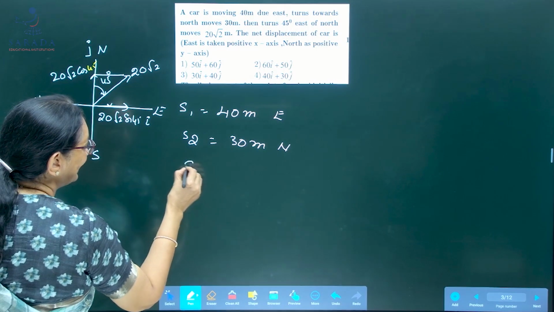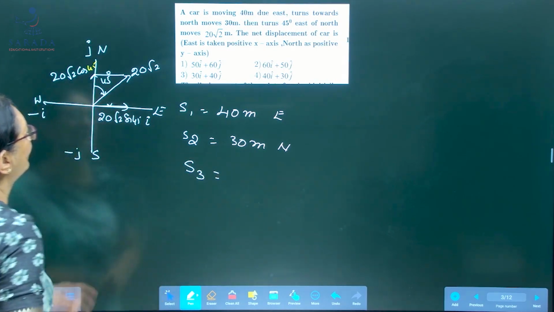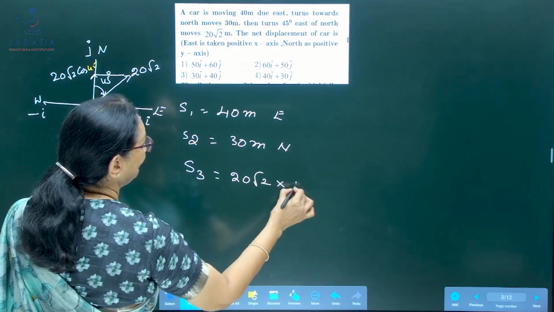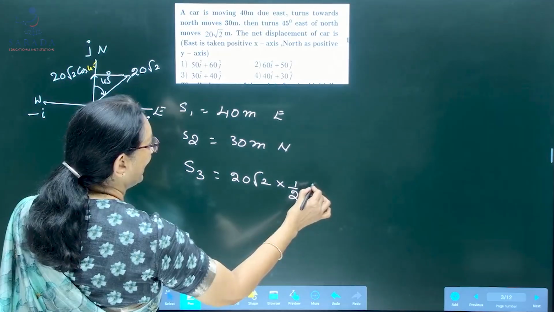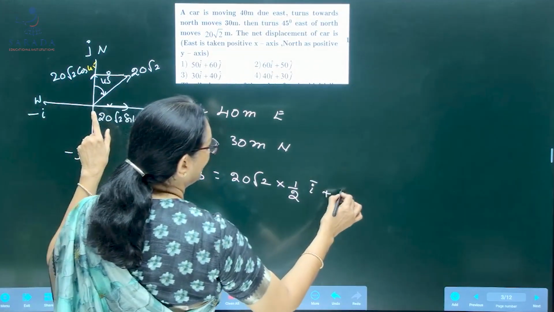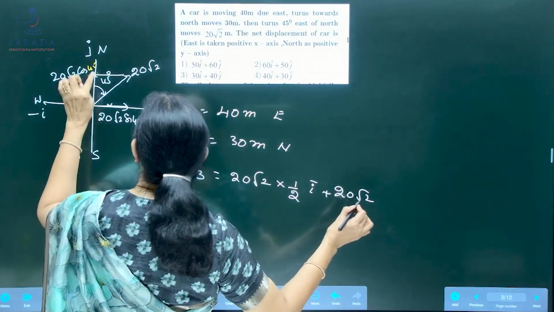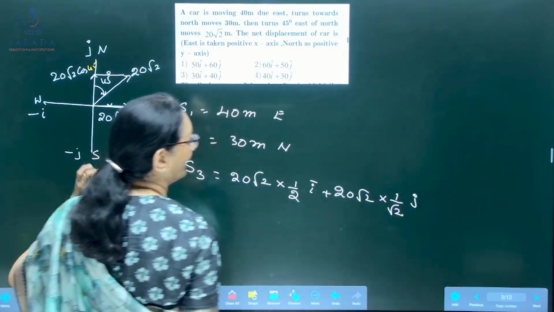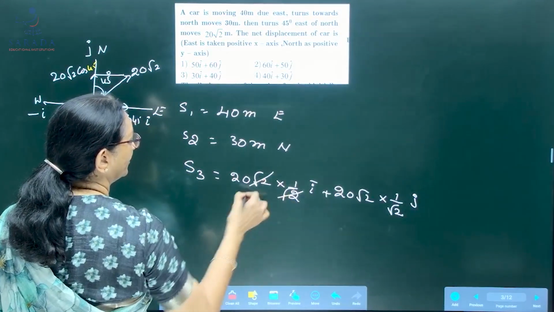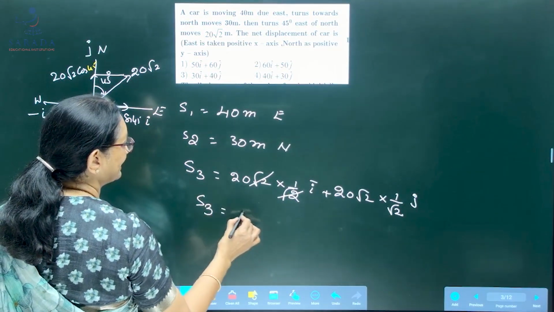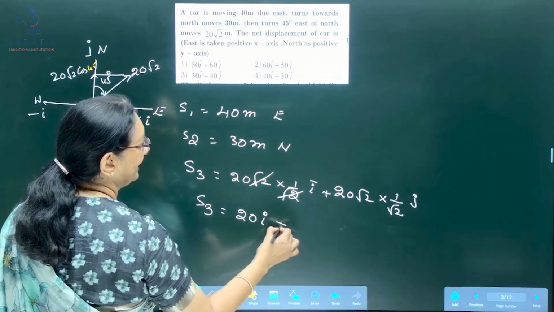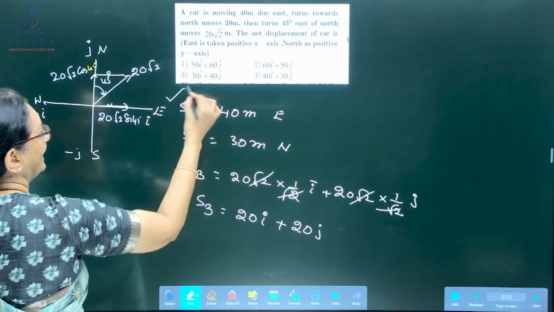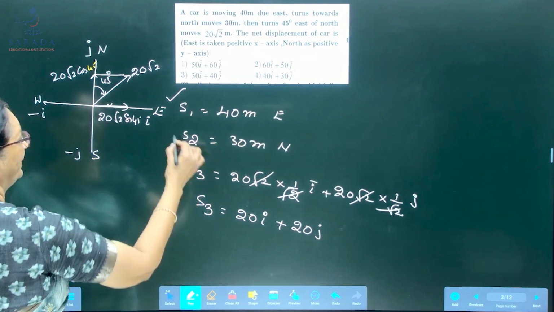So I am writing S3 in the vector form. 20 root 2 sin 45 is 1 by root 2, i bar, plus 20 root 2 cos 45, 1 by root 2, along the y-axis, j bar. So root 2 gets cancelled. S3 is equal to 20i plus 20j. So S1 is 40, S2 is 30.